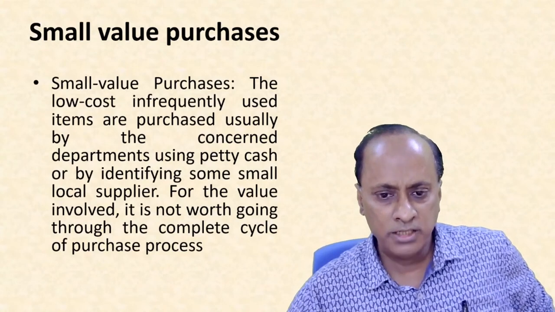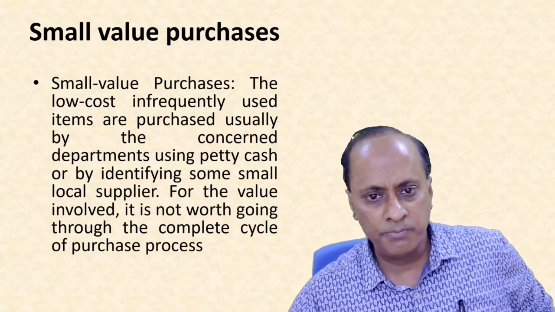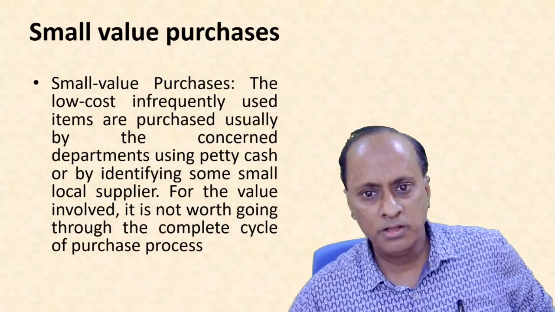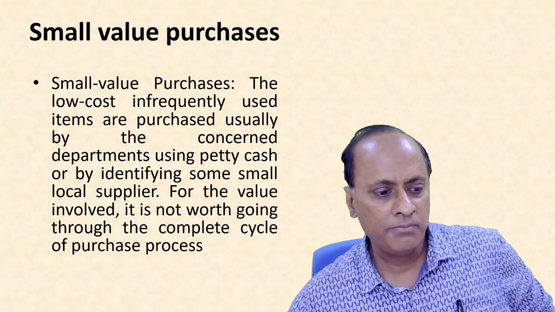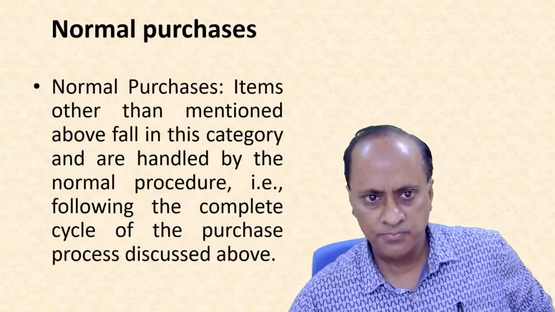So, for example, paper, pencils or pens are all small value purchases, which are purchased at the department level. It is called decentralized purchasing, and we don't go through the complete cycle of the purchase process.